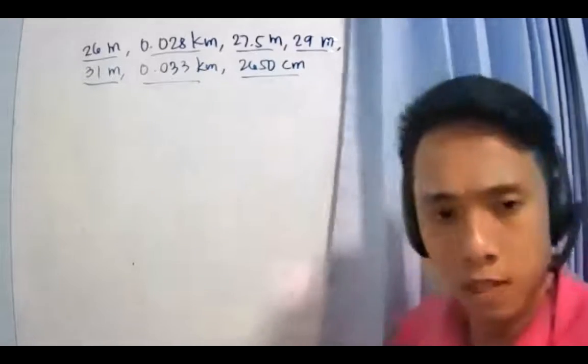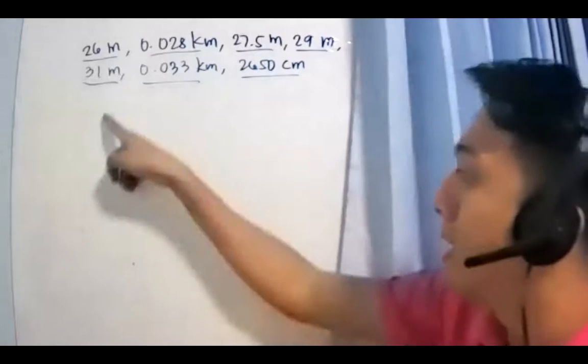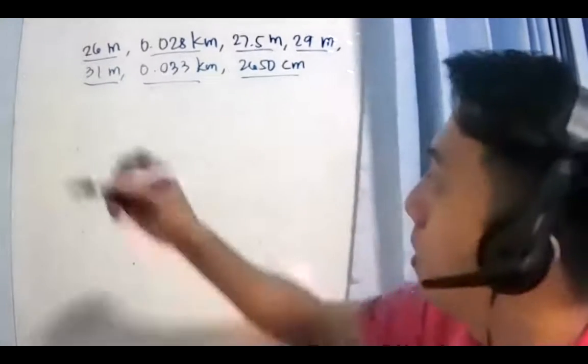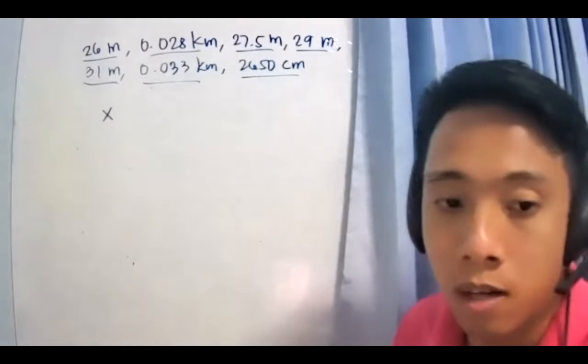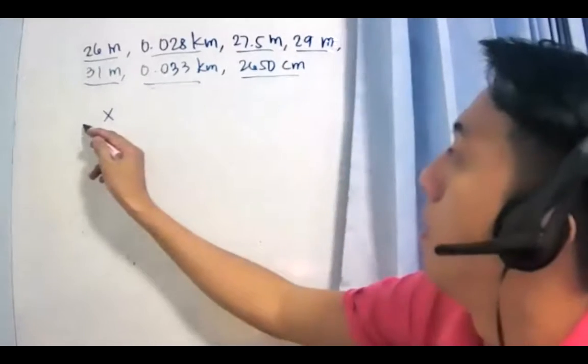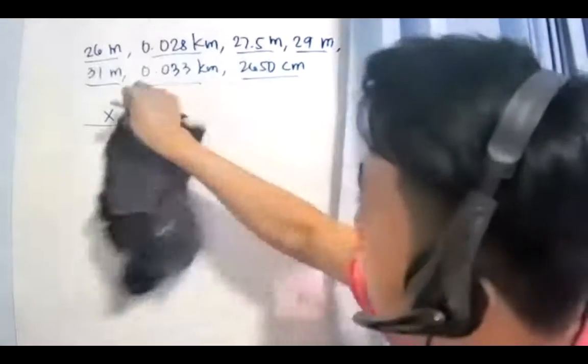Okay, so the first step is to list. Okay, list down here all our data. Okay, I will name those data as X. Okay, so gagawa lang tayo ng table. Okay? Gagawa tayo ng table. Table dyan. Ay, pangit naman. Table.